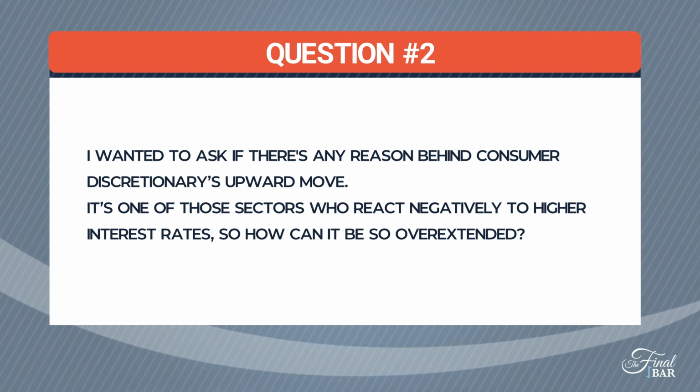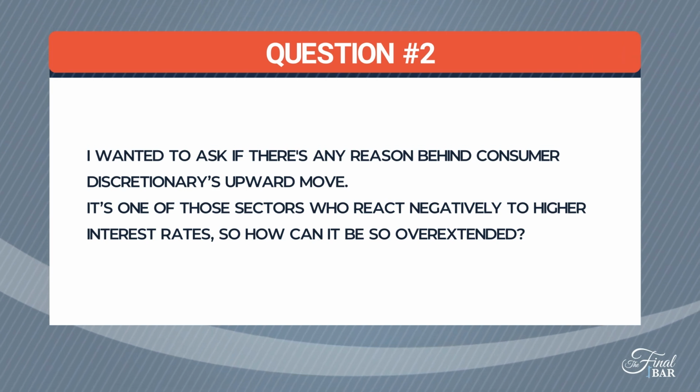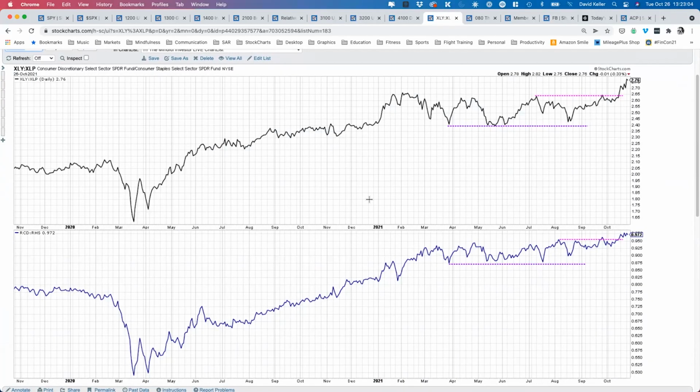Number one, I would hesitate to oversimplify. So what you're saying is rates are probably going higher. They certainly have been going higher. Consumer discretionary doesn't tend to do well in that environment. So how can consumer discretionary be going higher? And I would remind you, interest rates are just one piece of the puzzle, right?